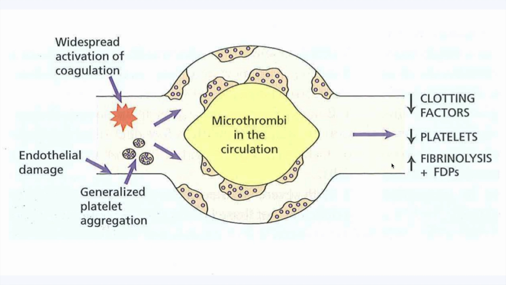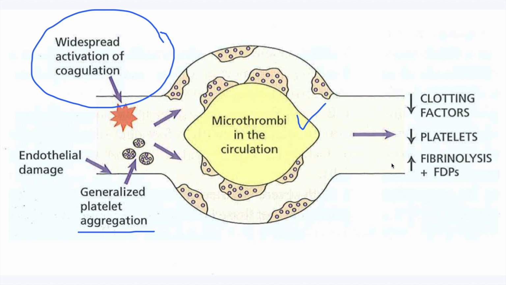Basically, due to widespread activation of coagulation, from numerous causes which we'll see, there is activation of coagulation and platelet aggregation, and it leads to formation of microthrombi in the circulation. You should know the previous video which I made on the topic of hemostasis. In microthrombi, certain coagulation factors are used, the intrinsic and extrinsic pathways of coagulation are used, and there is fibrin formation. All of these are consumed, so that leads to depletion of the clotting factors, depletion of the platelets, and also an increase in fibrinolysis.